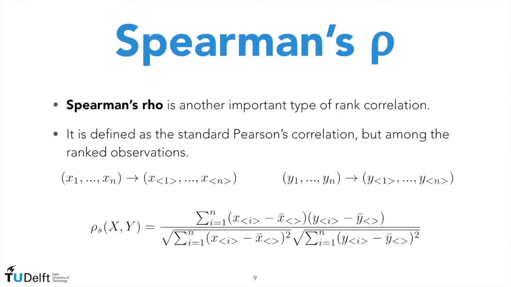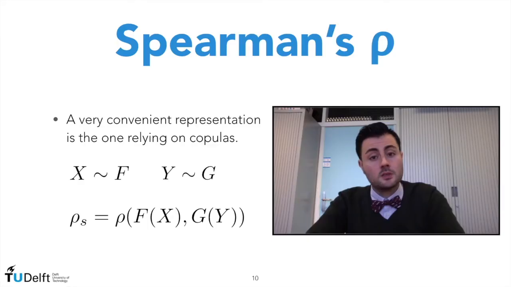Another rank correlation measure, another famous one, is the Spearman's rho or Spearman's correlation, which is nothing more than the basic Pearson's correlation that we compute not on the raw observations but on the ranked ones. A very convenient representation of Spearman's rho, which is probably a little bit more intuitive, is to see it as the standard correlation between the probability transformed random variables.